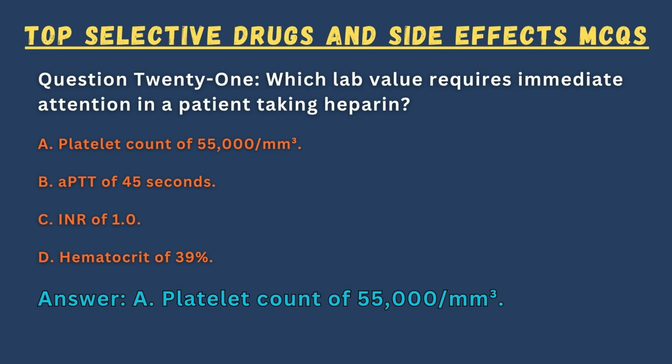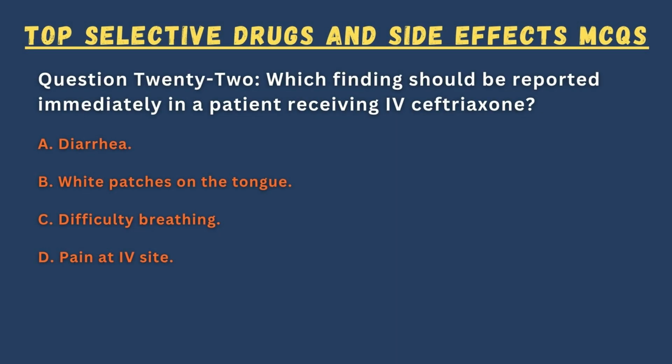Answer: A. Platelet count of 55,000/mm³. Question 22. Which finding should be reported immediately in a patient receiving IV ceftriaxone? A. Diarrhea. B. White patches on the tongue. C. Difficulty breathing. D. Pain at IV site.